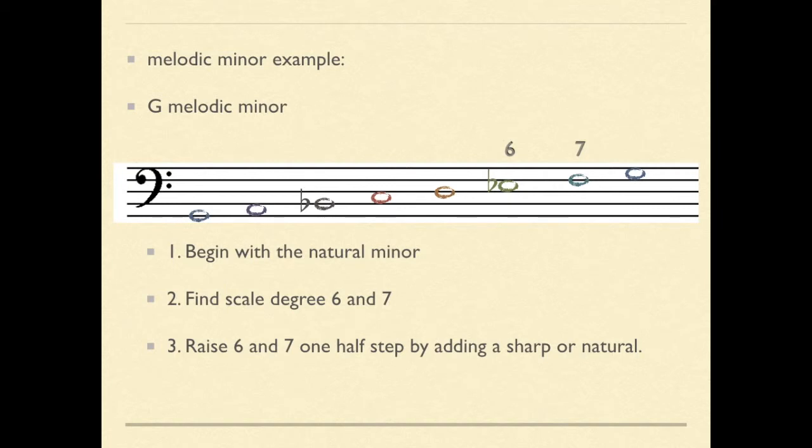Okay. And we're going to raise both scale degrees 6 and 7 by 1/2 step by adding a sharp or a natural. So let's start with scale degree 6. We're going to erase the flat and add a natural sign. Next, let's look at scale degree 7. Here we're going to add a sharp. And now we have a G melodic minor scale.